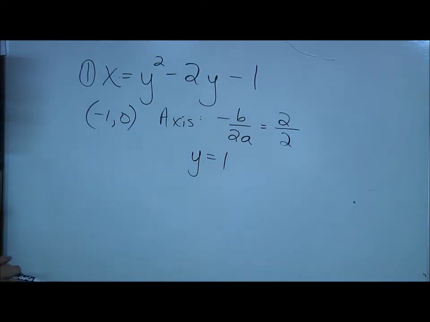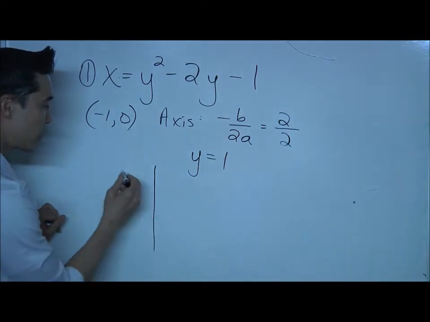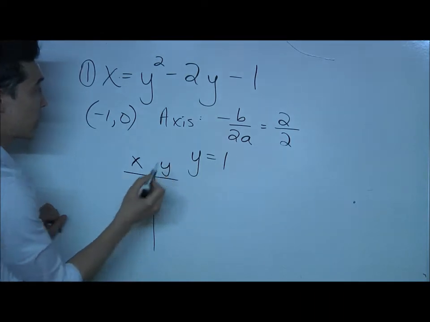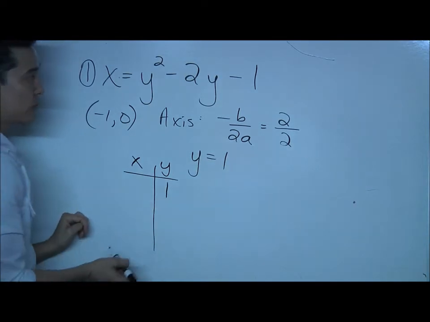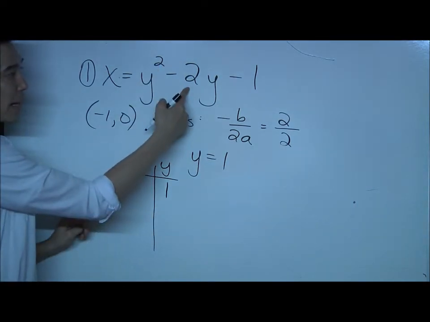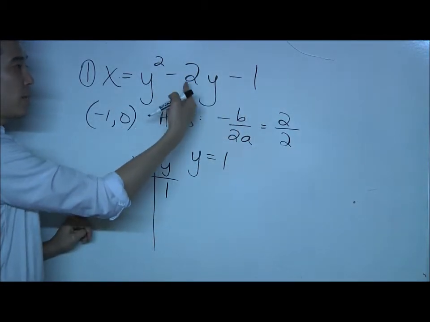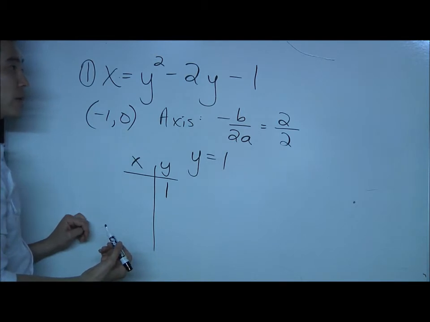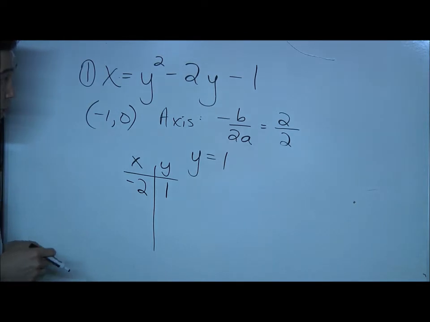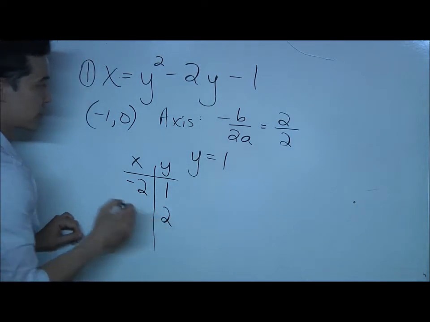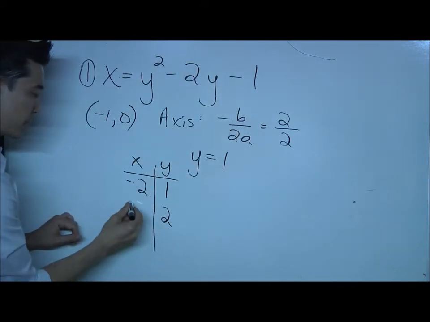Okay, great. I'll probably just gather another point or two to put on there. When I'm gathering points and it's written in this form, you're gonna wanna plug in for y. So let's see what happens when y equals 1. I'll get 1 minus 2 minus 1, which is going to be negative 2 for x. All right, so that's one point. And let's see what happens if y is 2. You're going to get 4 minus 4, which is 0, minus 1.